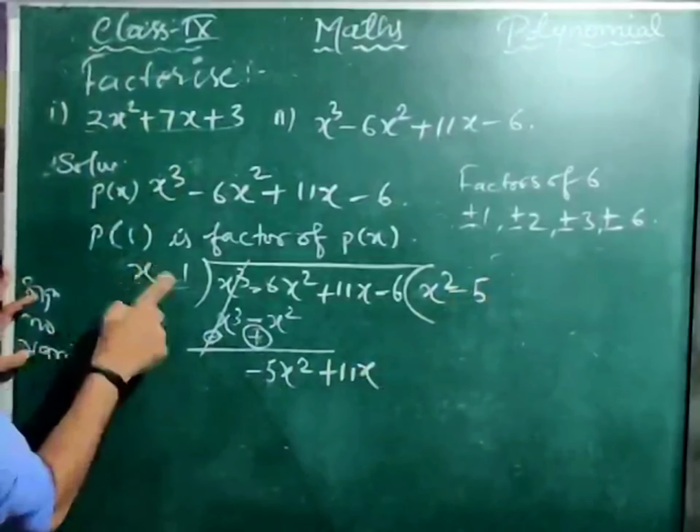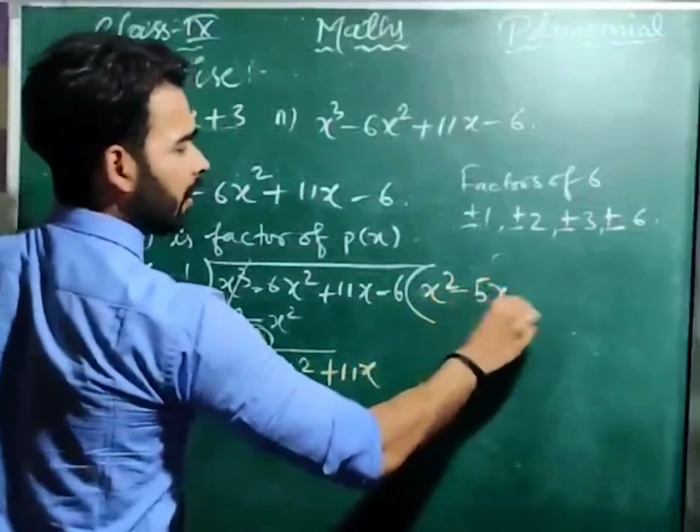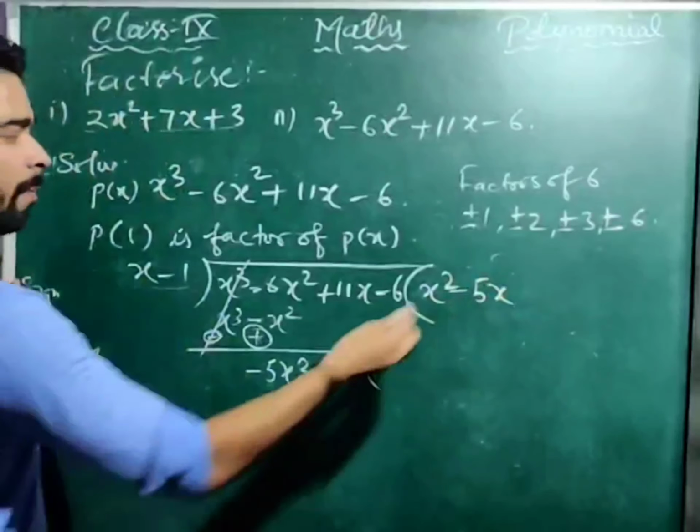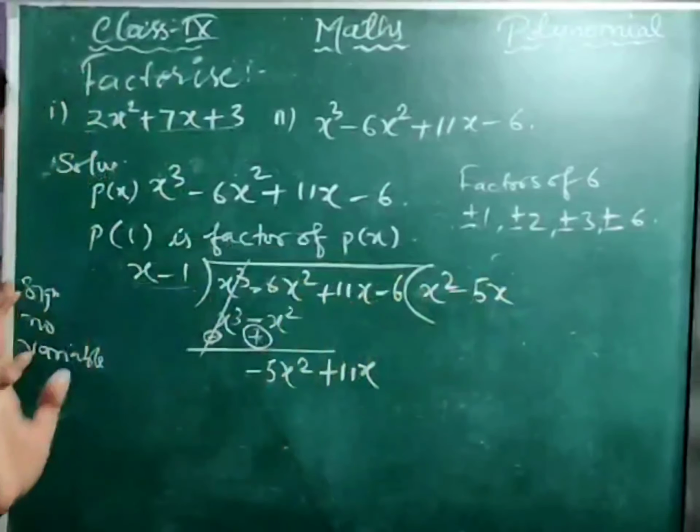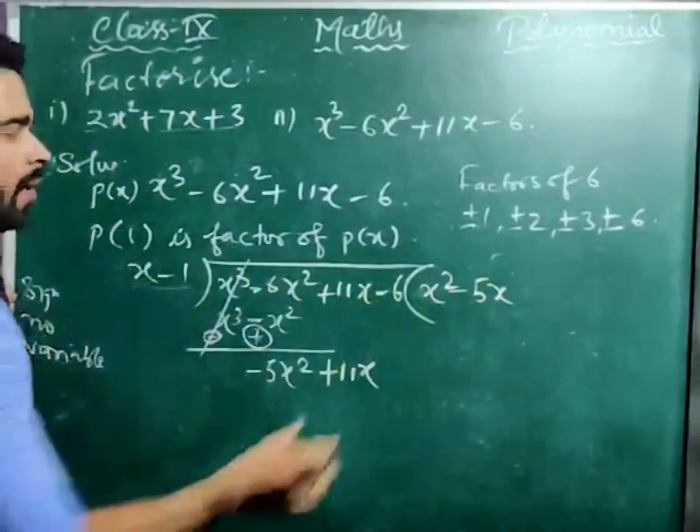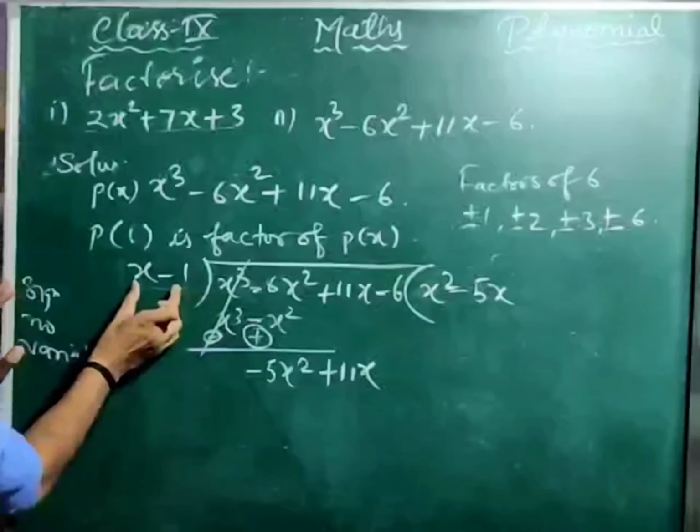Variable power x 1 and x square. So here will be x. One more x is required. Now minus 5x. See students, along with sign we have to multiply. Minus 5x will be multiplied in both of the terms.